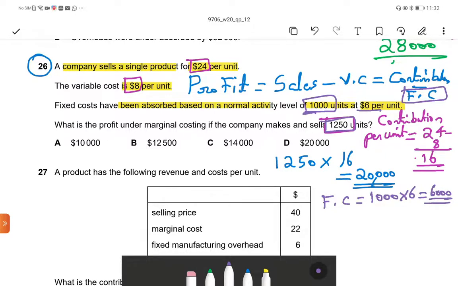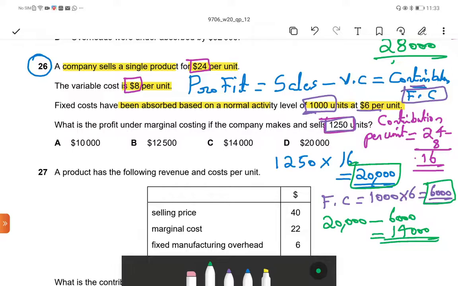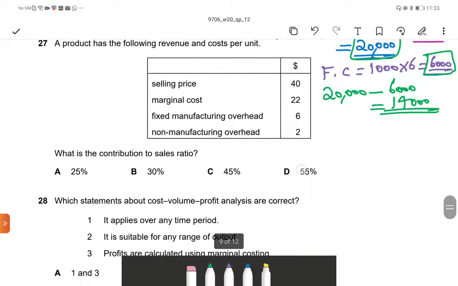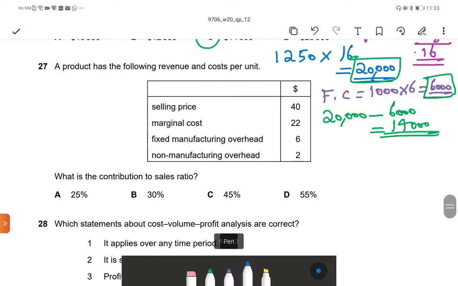So contribution minus fixed cost is equal to profit. So 20,000 is the contribution minus 6,000 fixed cost is equal to 14,000 profit as per marginal costing to produce 1250 units. Option C is the correct answer. Next, 27.